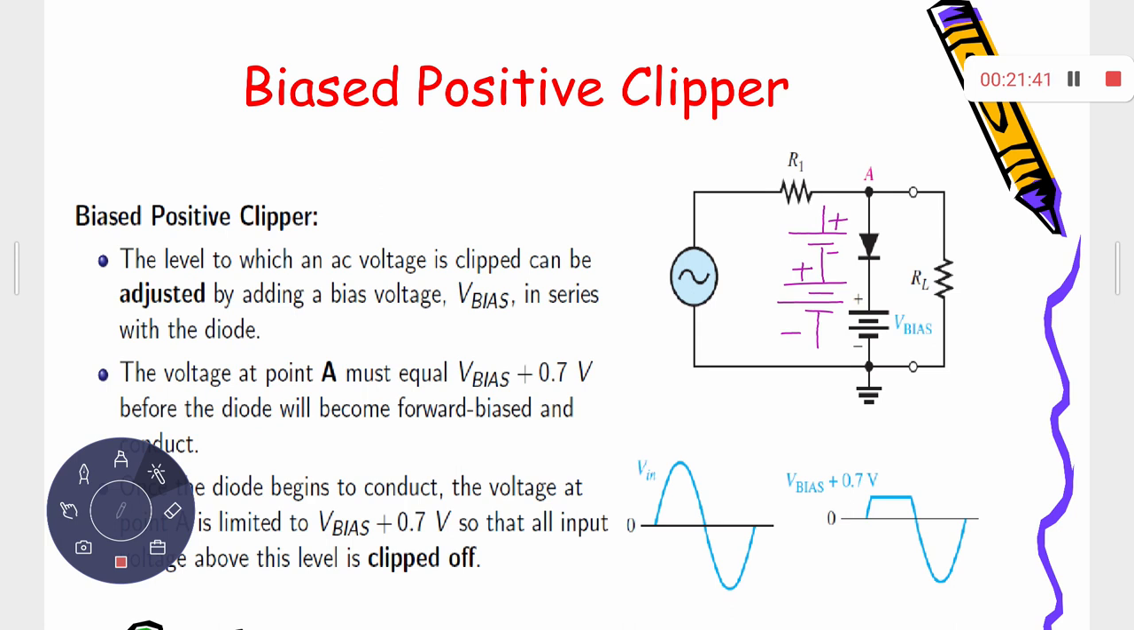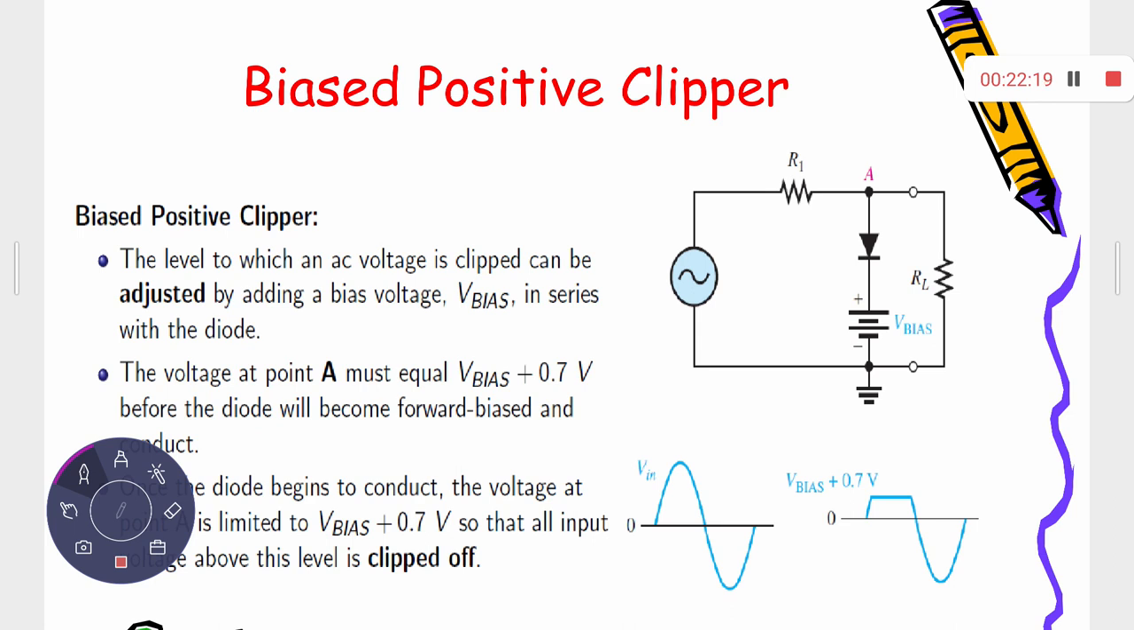And if your input voltage is less than V bias plus 0.7, then your output is nothing but RL by (R1 plus RL) times the input voltage. And if I assume that R1 is much smaller with respect to RL, then this output and input are almost the same. Any doubt up to this? Okay, then let's do some modification over there.